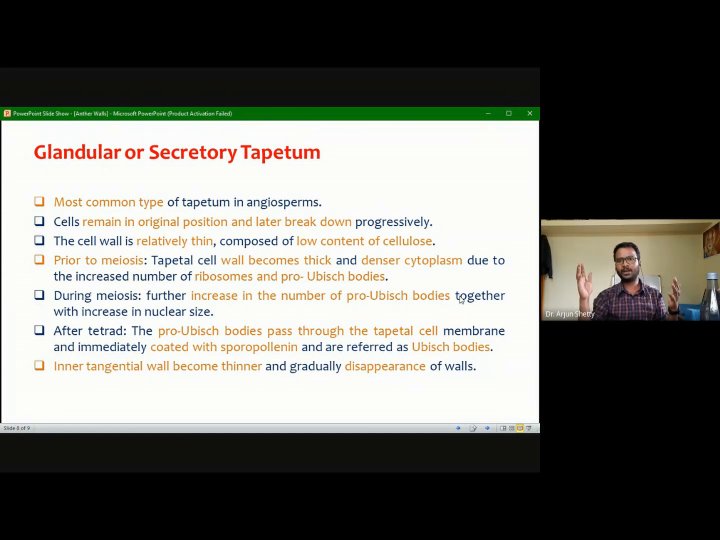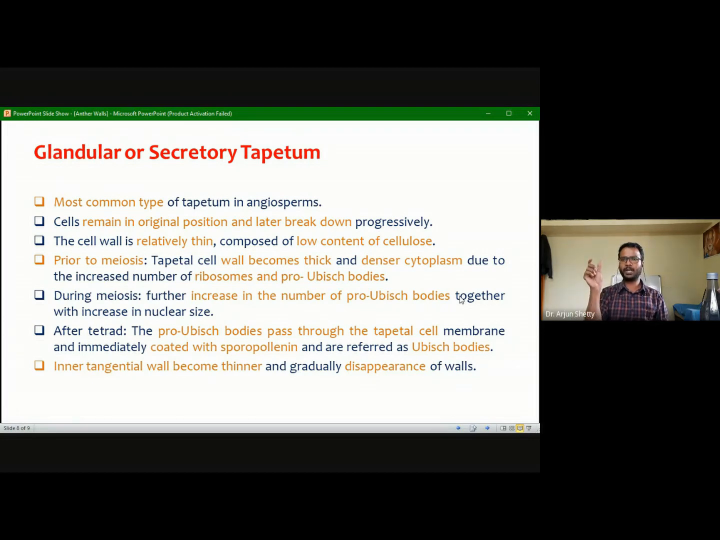You might have even heard that in some plants, pollen grains have been found in fossils, the fossil evidence of pollen grains we have already seen. Because of the existence of sporopollenin, which is such a tough chemical compound, we are not aware of any chemical compound that can break that particular compound.